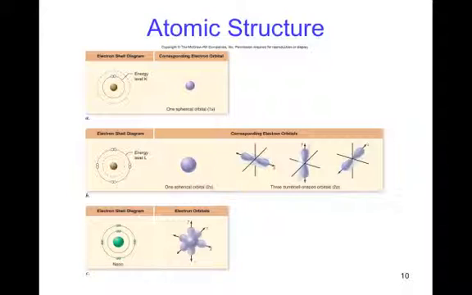Now, the orbitals are not to be confused with energy levels. We'll discuss those here in a moment. But there are 2 types of orbital. There are spherical orbitals that look like this, in which the electron spends an equal amount of time in every single point in this sphere around the nucleus of the atom.